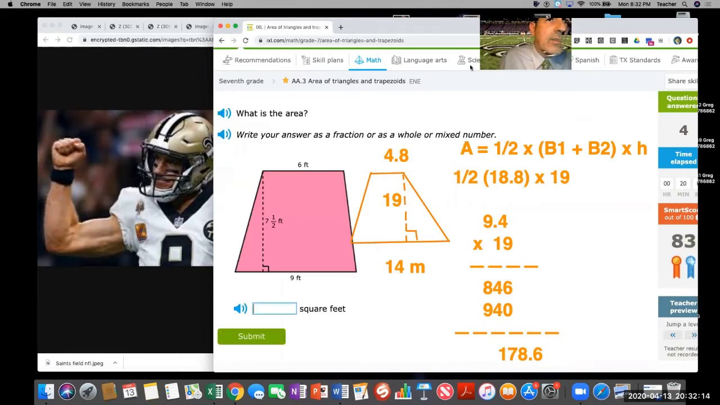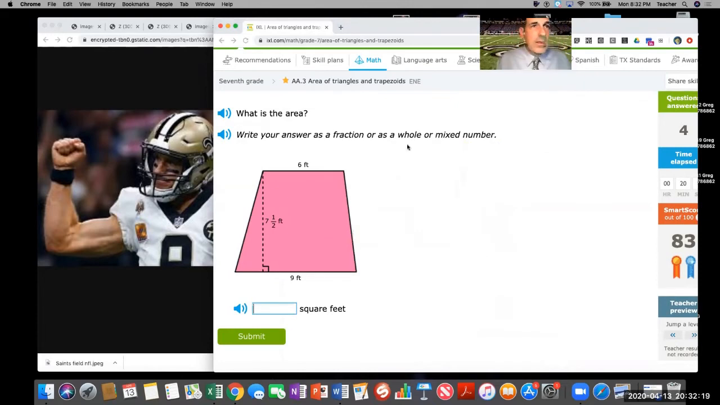2 left, guys. Okay, so it's the same formula. I don't have to repeat the formula. We still have 1/2 of B1 plus B2 times H. Okay? So base 1 and 2 together, 6 plus 9 is 15. So I'm going to have 1/2 of 15 times the height of 7.5.